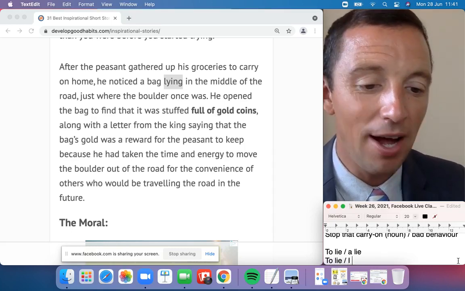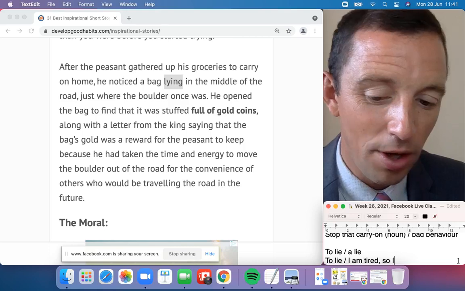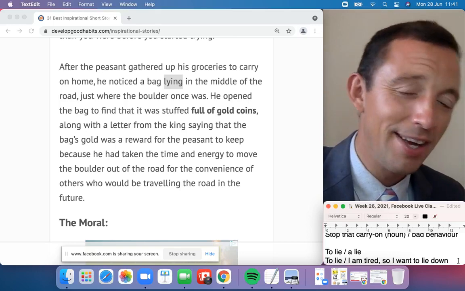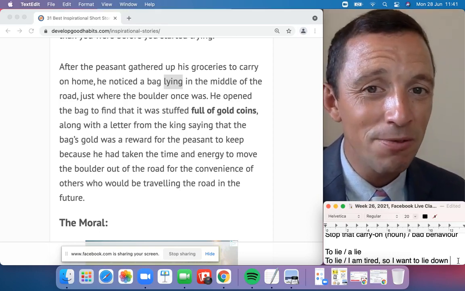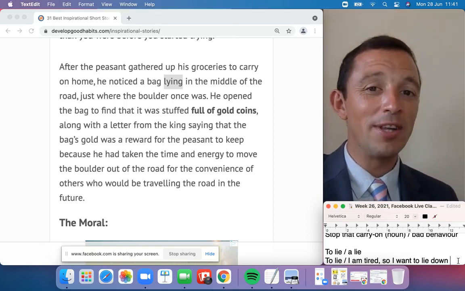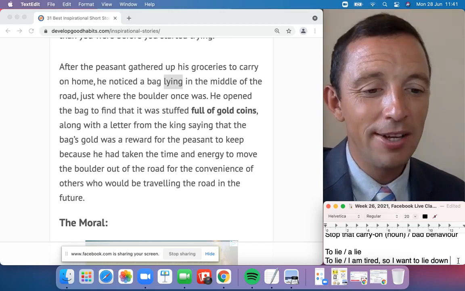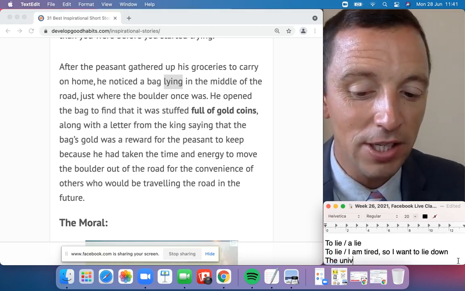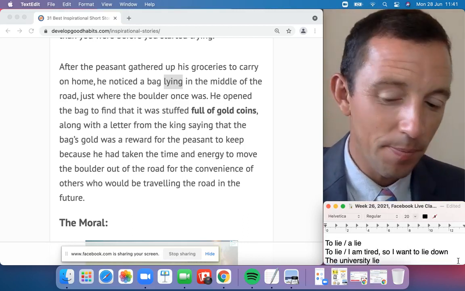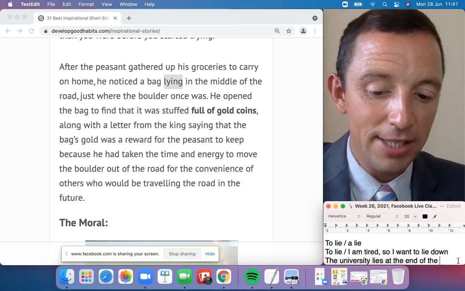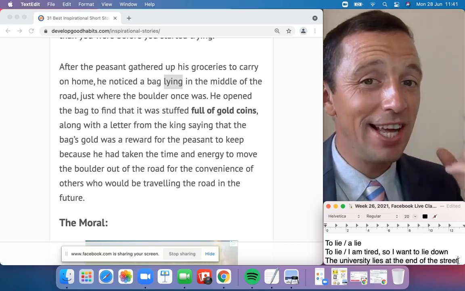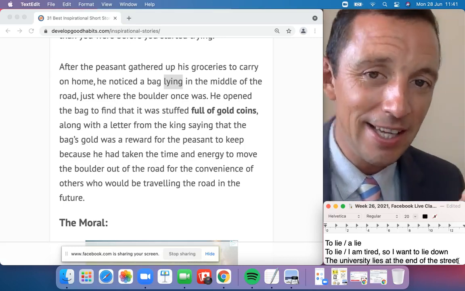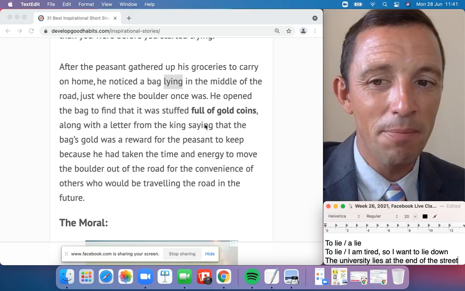Okay, so for example, I am tired, so I want to lie down, and the significance is I want to go to bed because it's Monday and the weekend was very good, and you want to lie down, you want to have a little siesta or a little nap. So that's very, very famous. But number three, it's possible to say the university lies at the end of the street, and the significance is the position, the location of the university lies, the physical position is at the end of the street. Okay, so that's very, very important as well.